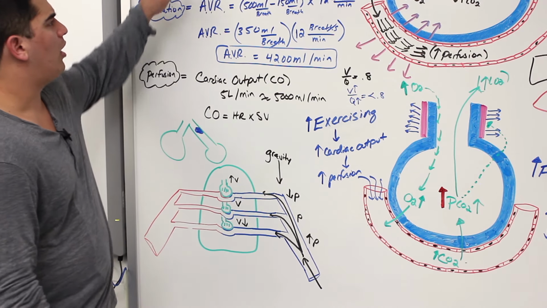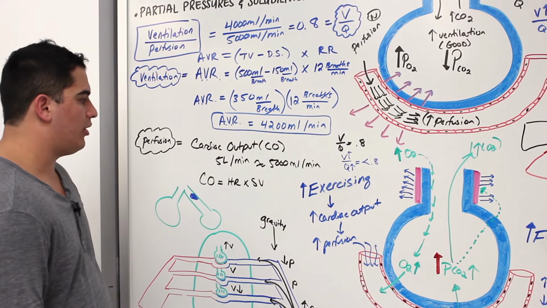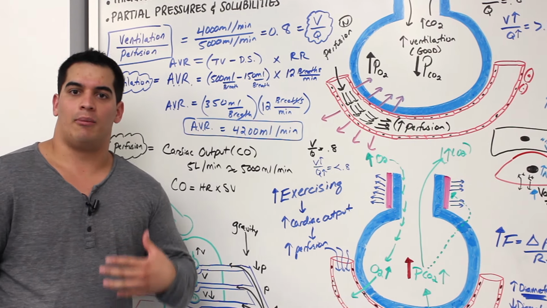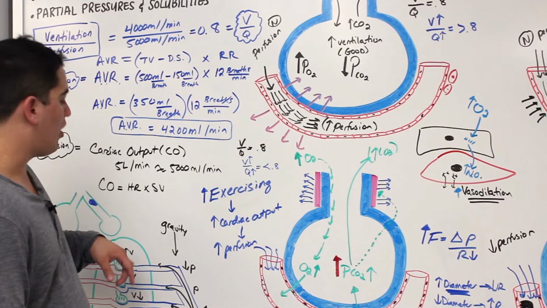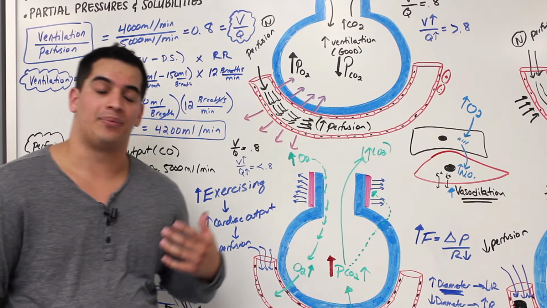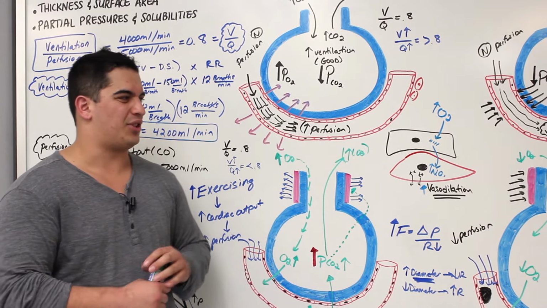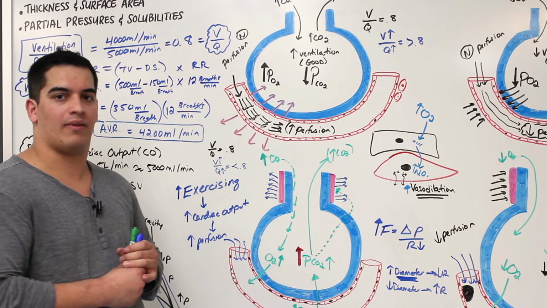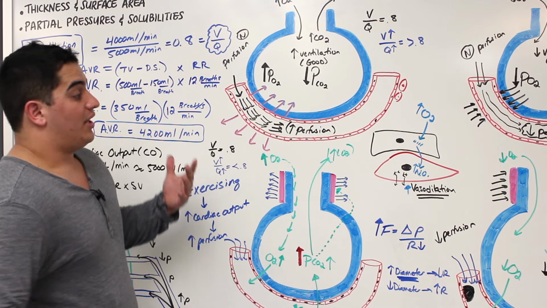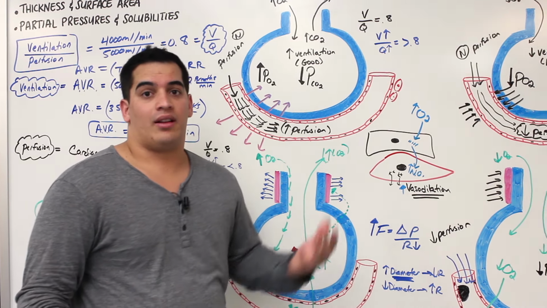And the last thing we'll talk about in a lot more detail on partial pressure gradients and solubilities is the shunting of blood from particularly the bronchial veins into the pulmonary arteries, because it can actually decrease the normal partial pressure of oxygen. All right, interns, in this video we covered a lot of information on ventilation and perfusion.